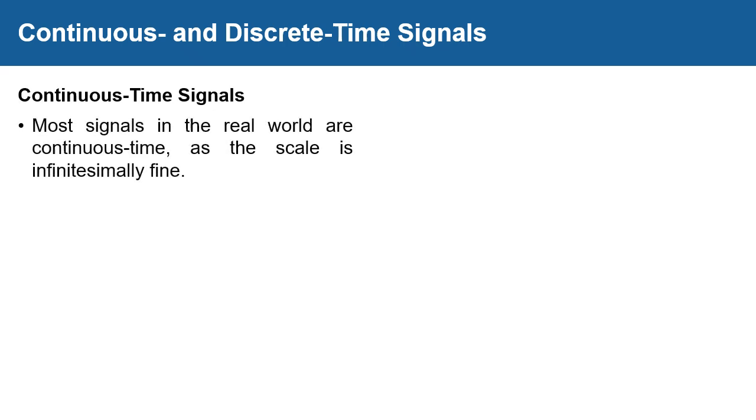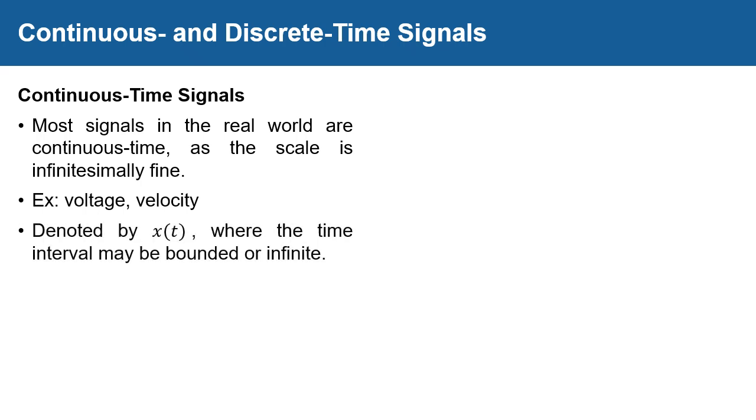Most signals in the real world are continuous time as the scale is infinitesimally fine. Examples of continuous time signals are voltage and velocity. This is denoted by x(t), where the time interval may be bounded or infinite. So this is the graph for a continuous time signal.